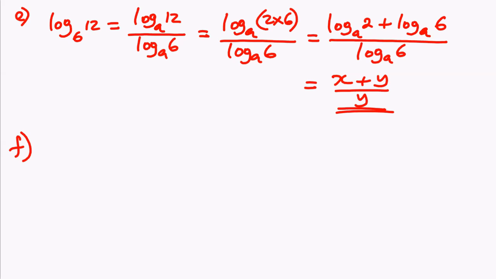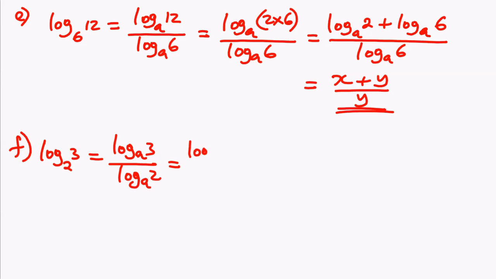We have log to base 2 of 3. Let's change the base. So that will be equal to log to base a of 3 over log to base a of 2. Since in our conditions we don't have 3, we can rewrite this as log to base a of 6 divided by 2, because 3 is 6 divided by 2, over log to base a of 2.